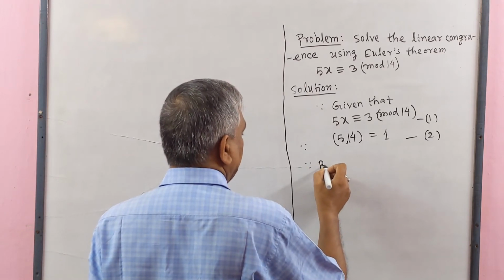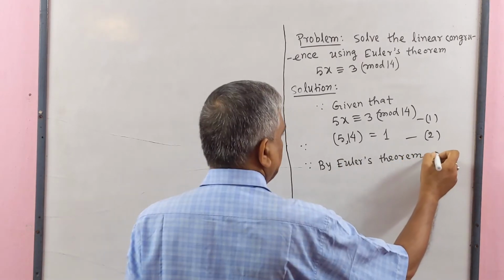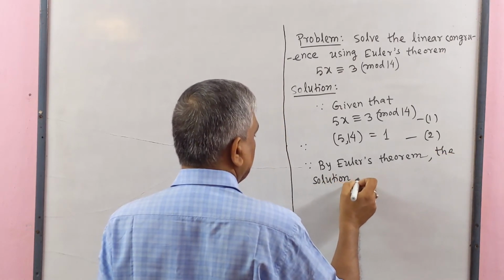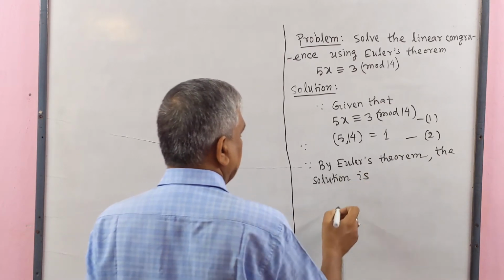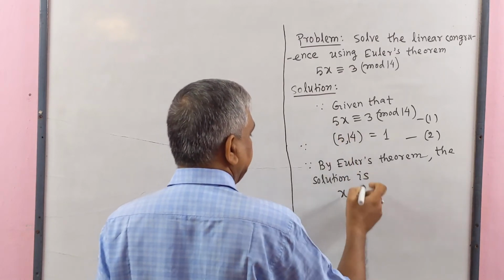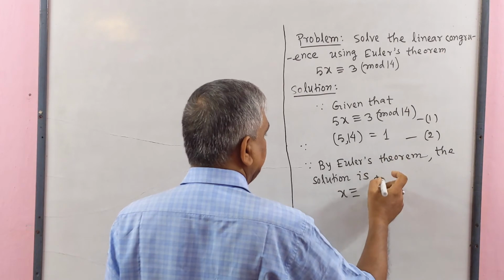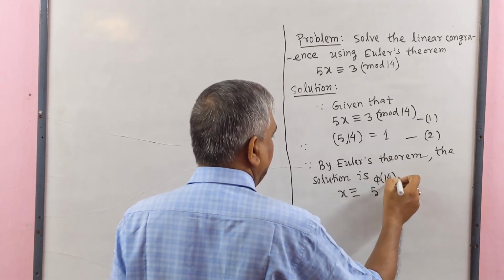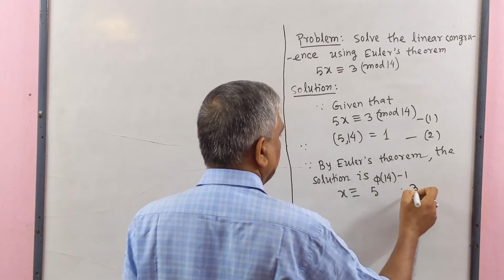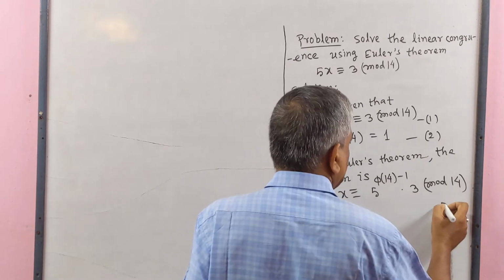Since by Euler's theorem, the solution is x is congruent to A means 5 to the power phi m is 14 minus 1 multiply B, B is 3, modulo 14. This is number 3.